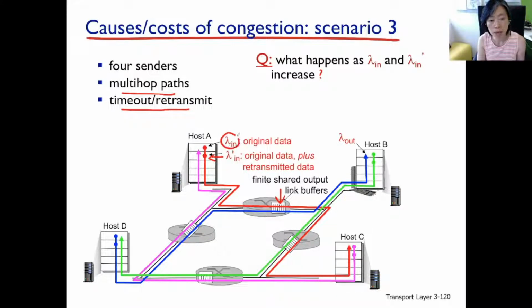So similarly, we have the lambda in, which is the input rate from the application layer, and lambda in prime being the input rate of traffic into the network from the transport layer.